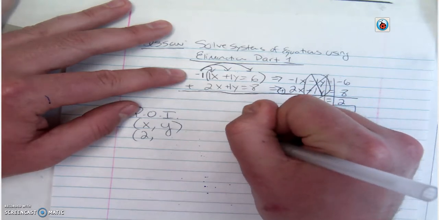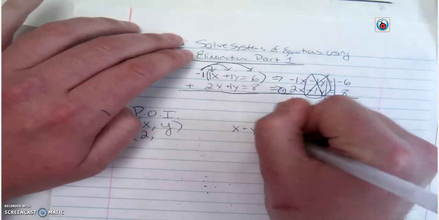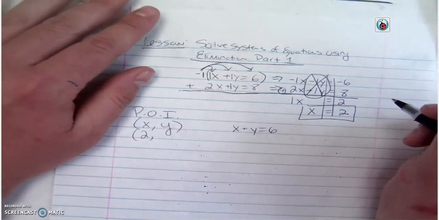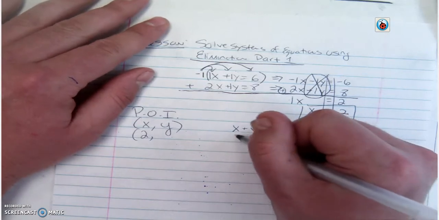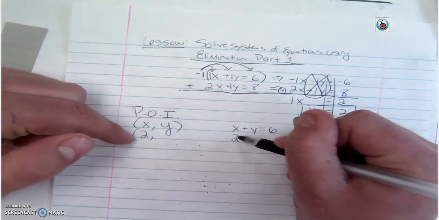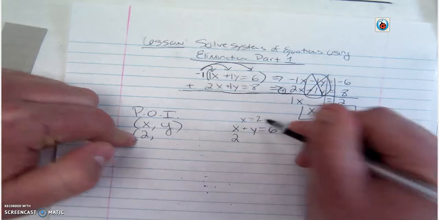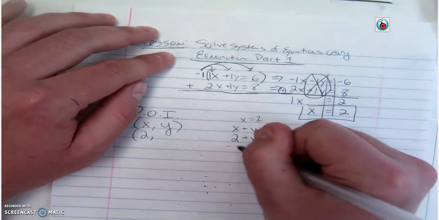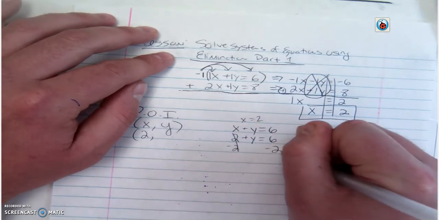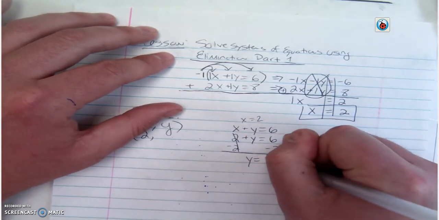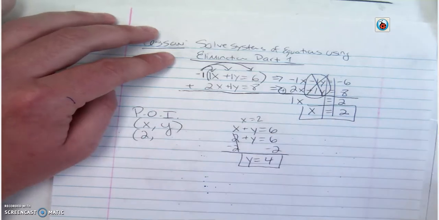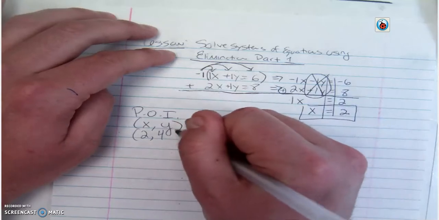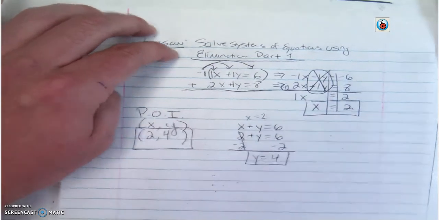So here I have x plus y equals 6. I'm using the top original because, again, I like to use an easier looking one. It's nicer, easier to work with. So I'm subbing in x equals 2 here: 2 plus y equals 6. And then I simply subtract 2 from both sides of my equation, giving me y equals 4. And that gives me my y coordinate. So now my POI here, as you can see, is (2, 4).